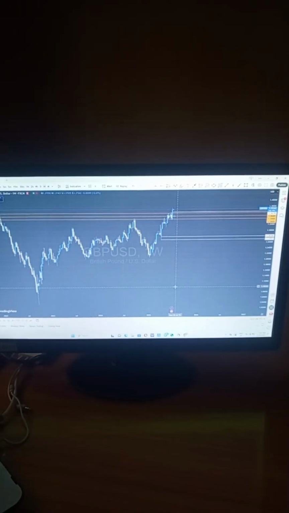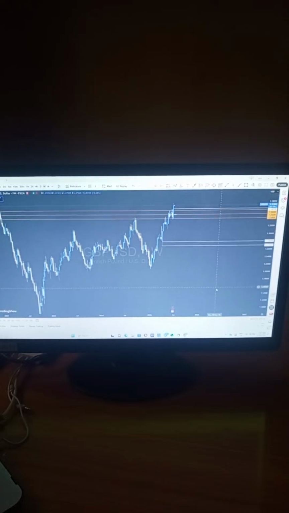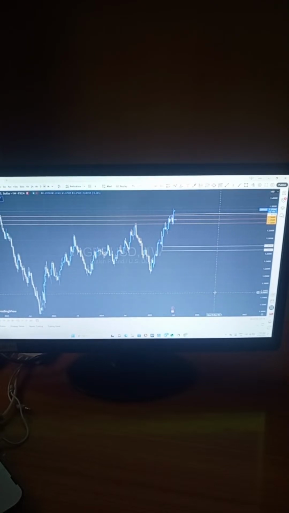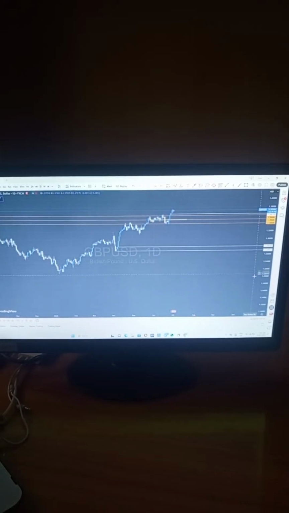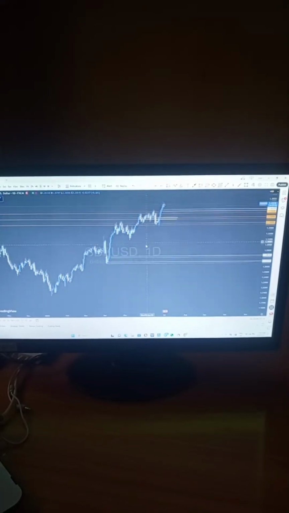Okay. Here we have GBP USD. This is the first pair we'll be looking at. So I don't want us to go too far. Let's just start from the daily. I want us to look at it from the daily perspective, all right?